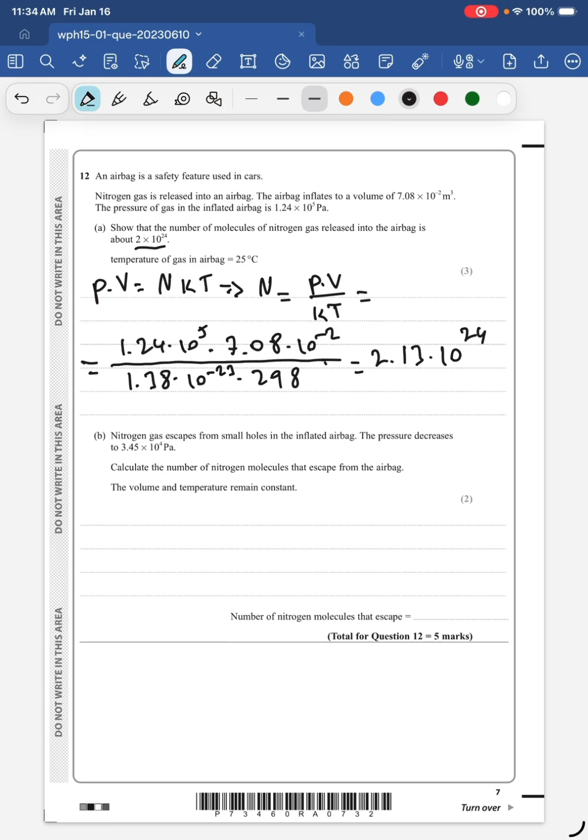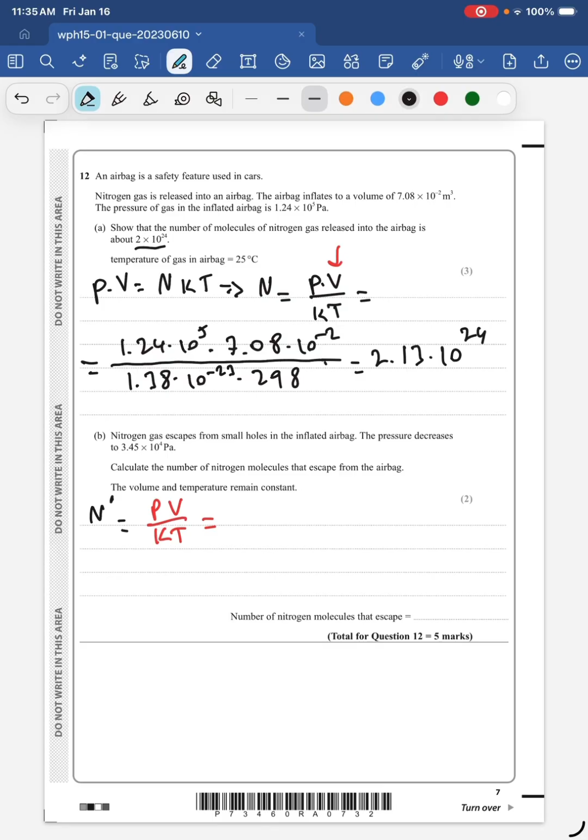Nitrogen gas escapes from small holes in the inflated airbag. The pressure decreases to 3.45 times 10 to the 4 pascals. Calculate the number of nitrogen molecules that escape from the airbag. The volume and temperature remain constant. So the new number of particles in the airbag should be, I'm just going to copy this equation, PV over KT.